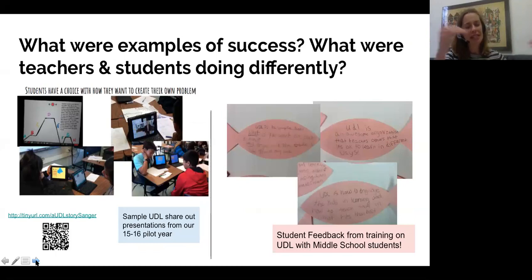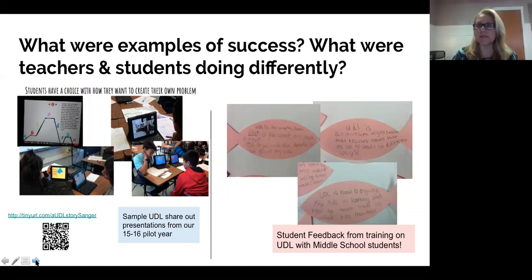Great, and so this is tag teaming a little bit to what we were talking about before, and just looking at, what were some examples of success? What were moments where maybe you walked into a classroom and you thought, this is different. Teachers and students are doing something differently, or student work is a little bit different here. Amy and Zach, do you want to go ahead and kick off with this one? Yeah, sure. Go ahead, Zach.